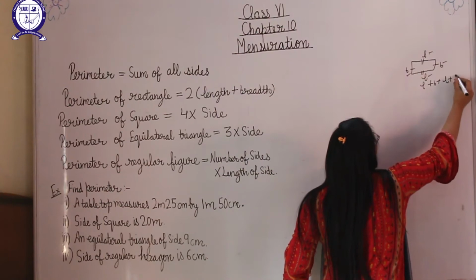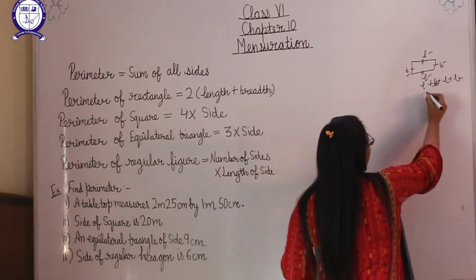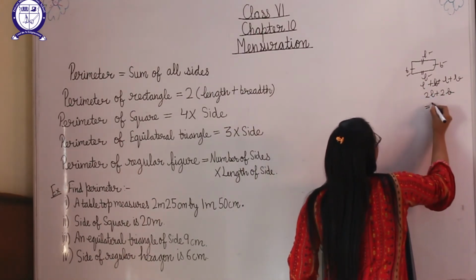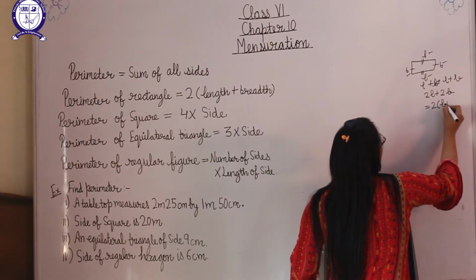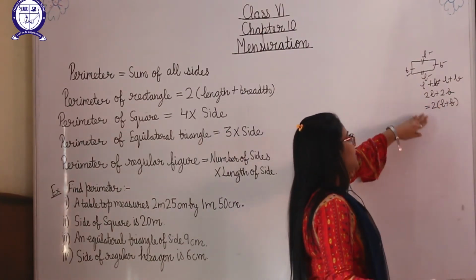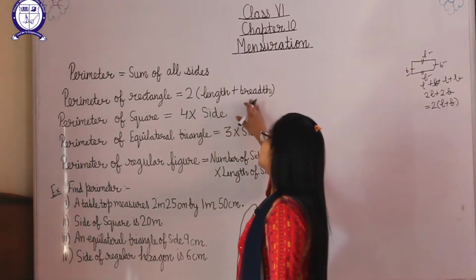It means what we are having? We are having 2 times length and 2 times breadth. So 2 times length are here and 2 times breadth are here. So we can write it as 2 times, and in the bracket we can write length plus breadth. Okay, that's why the formula for the perimeter of a rectangle is 2 multiply length plus breadth.